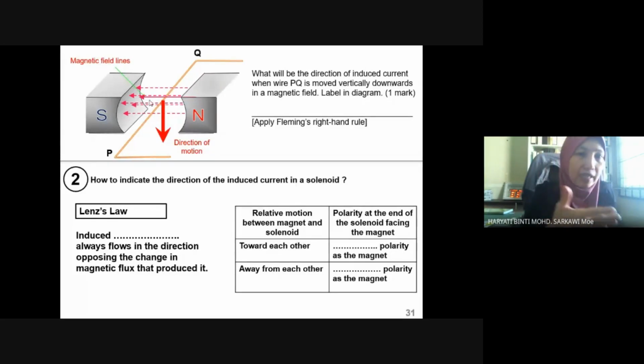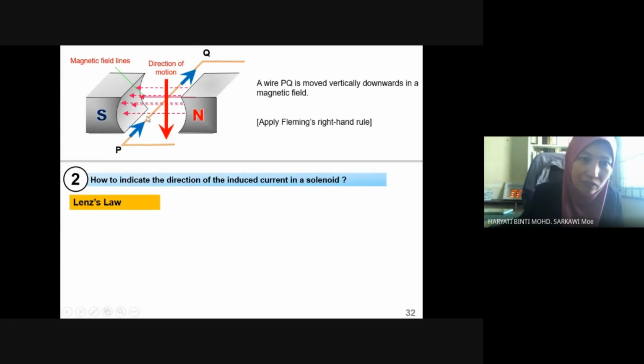Okay, don't use the wrong hand. If you use your left hand, the direction will be wrong. So this one must be the right hand rule, and then the direction will be from P to Q. Right hand rule, so no problem. The direction will be like that.